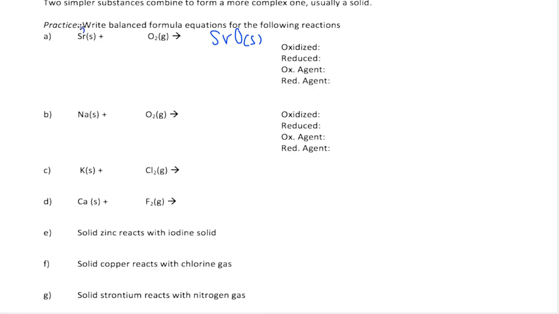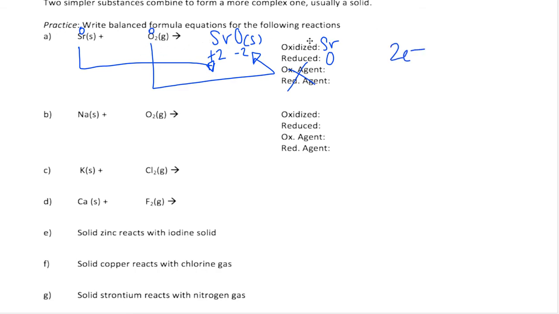And the strontium is a 0, the oxygen is a 0. Then over here, the oxygen is a -2, and the strontium is a +2. So therefore, the oxygen went from 0 to -2, and the strontium went from 0 to +2. So the strontium is being oxidized. The oxygen is being reduced. All right, and there were 2 electrons transferred in total. This is going to be balanced out once we do this.